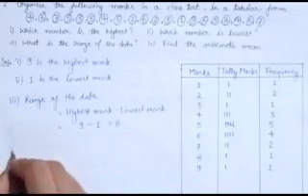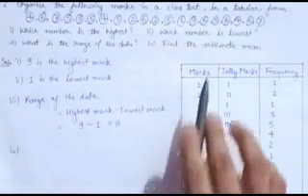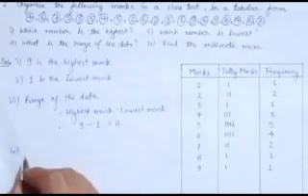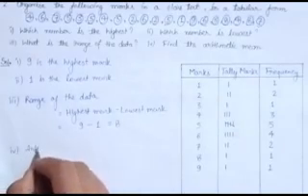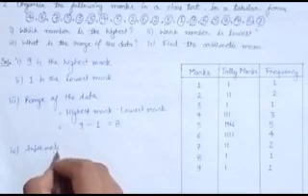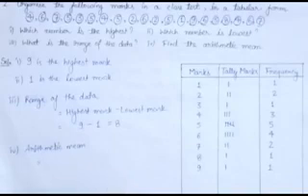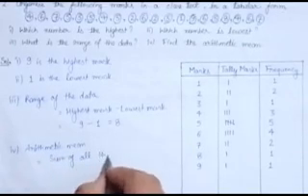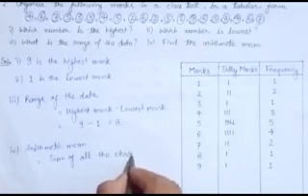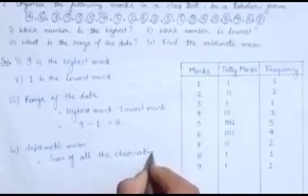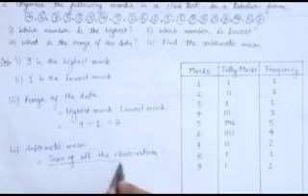Now let us solve the last part, that is arithmetic mean. So arithmetic mean, you know that arithmetic mean can be calculated as sum of all the observations divided by number of observations.